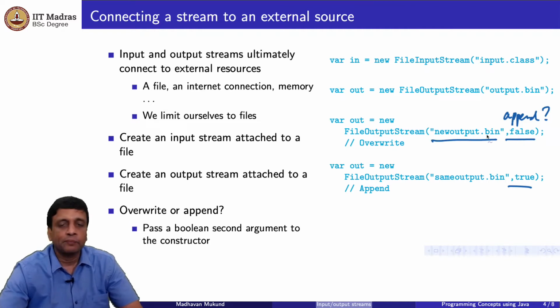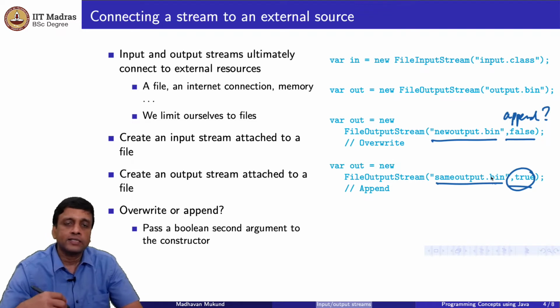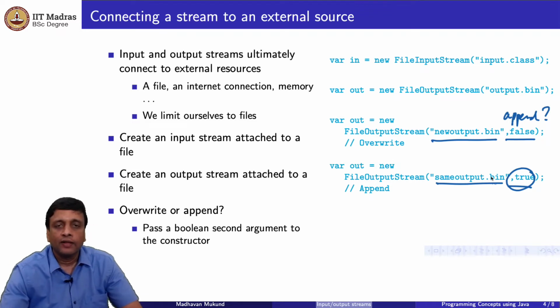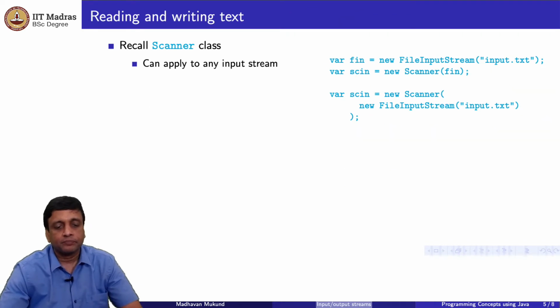Okay, I've indicated by giving it a new name, but even if there was a file called new output.bin, that file will get overwritten. On the other hand, if I say true, then it means that I do want to append. So if I already have a file called same output.bin, it will start writing at the end of the file. But it is not going to insist that the file exists, obviously. So if there is no file, it will create a new one. It's just that if the file exists, then it will append. So you can control whether you're overwriting or appending when you open an output file stream.